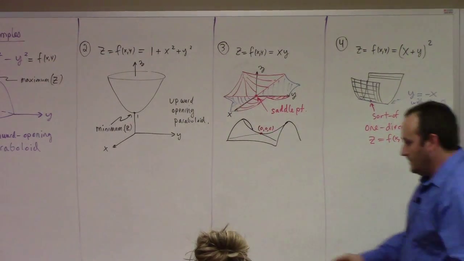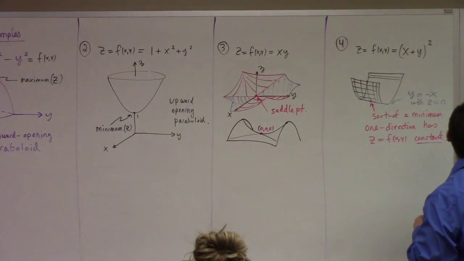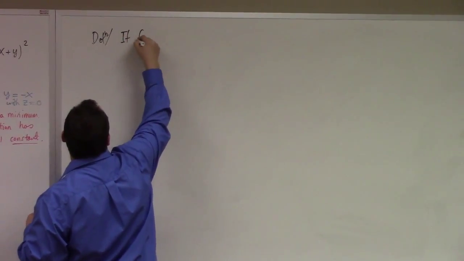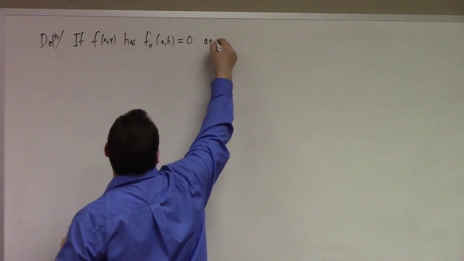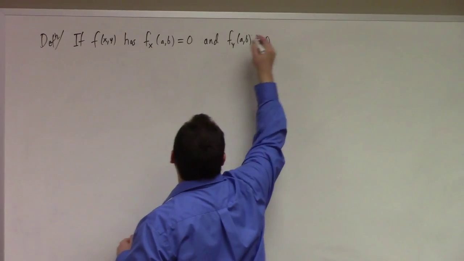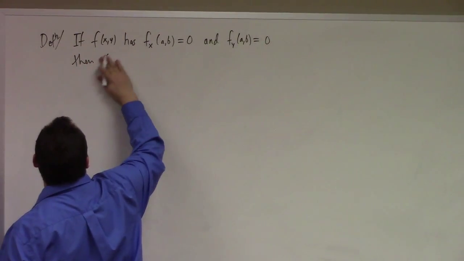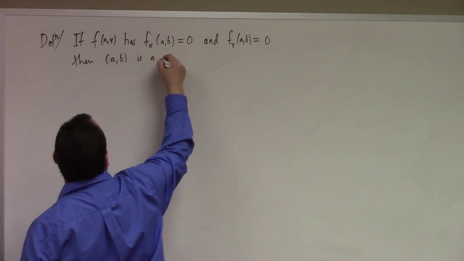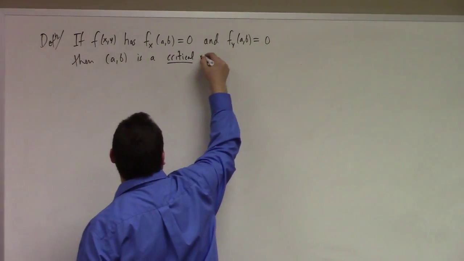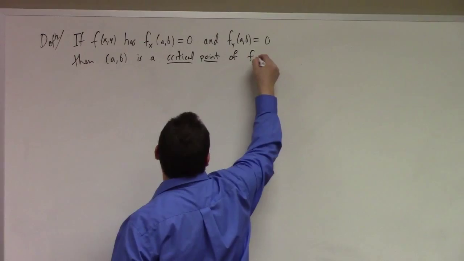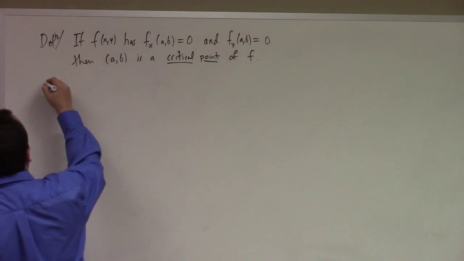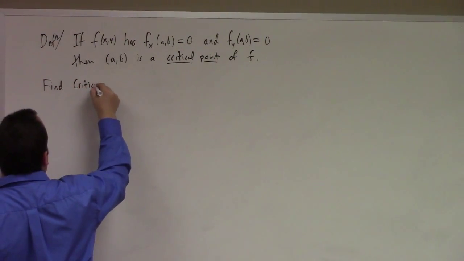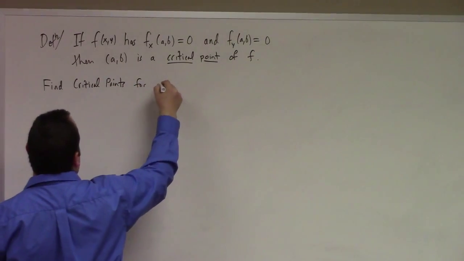So let me define that for you. If f of x comma y has f_x at a comma b equals 0 and f_y at a comma b equals 0, then a comma b is a critical point of f. So one of our jobs then in this section is to find critical points. Let's find the critical points for my examples.